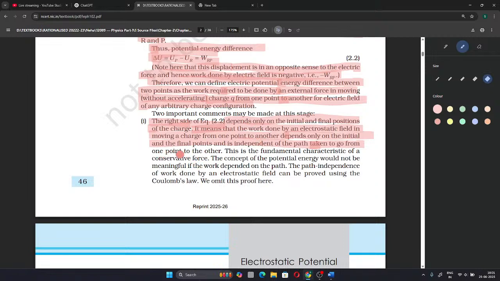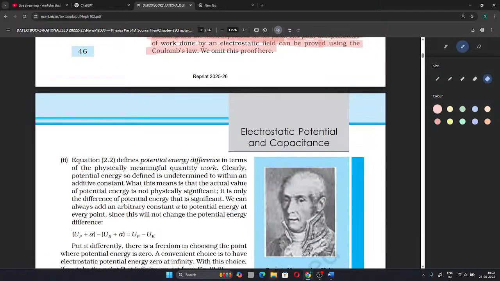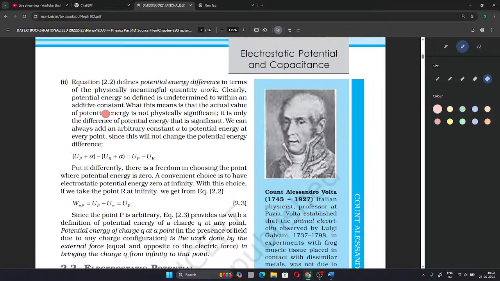From one point to another, it is independent of the path taken. This is the fundamental characteristic of a conservative force. The concept of potential energy would not be meaningful if the work depended on the path. The path independence of work done by an electrostatic field can be proved using Coulomb's law. We omit this proof here. They did not give the proof, that's what they're saying.